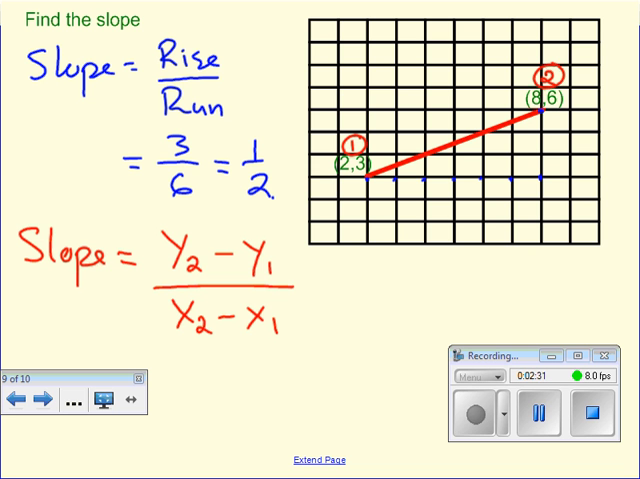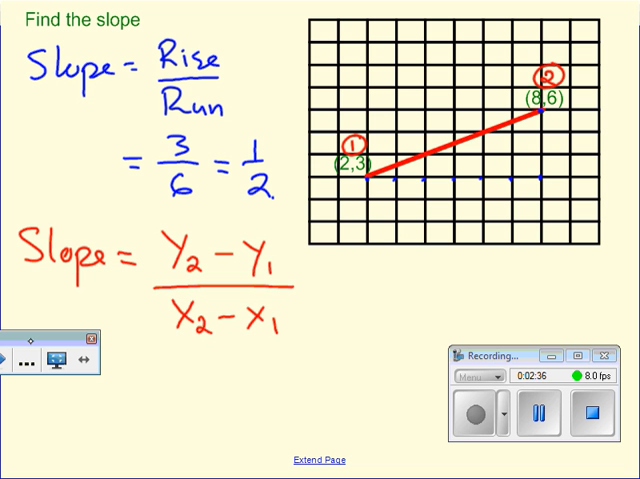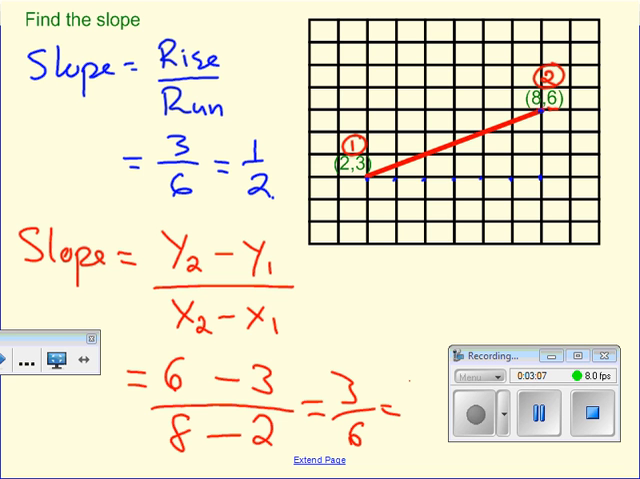And from there, I just plug in the values to this formula. So I have y2, the y value here, which is 6. Subtract my y value for 1, which is 3. That's going to be over my x value for 2, 8, subtract my x value for 1, which is 2. And no big surprise, I get 3 over 6, which is also equal to 1 over 2.